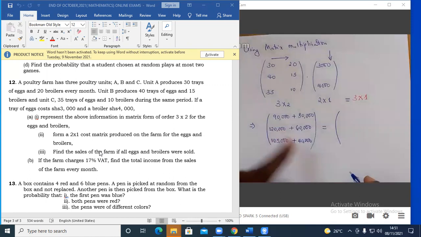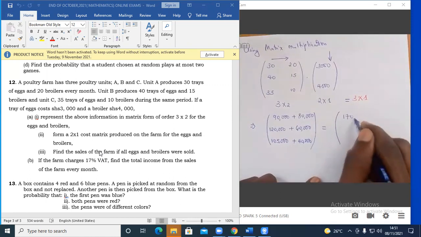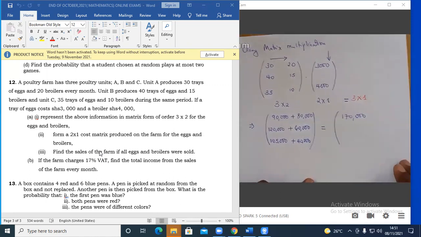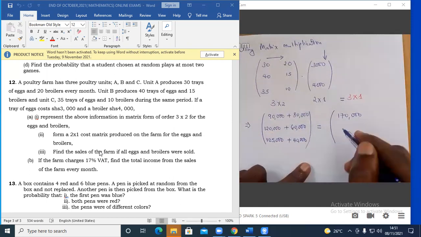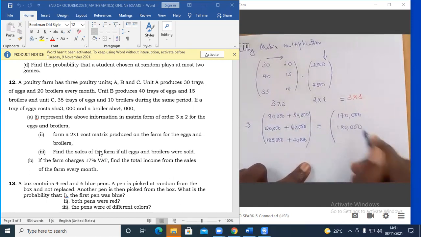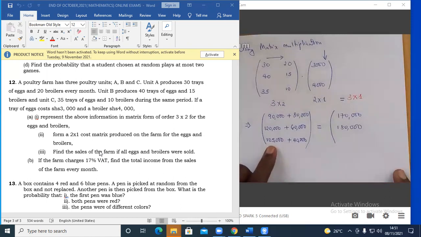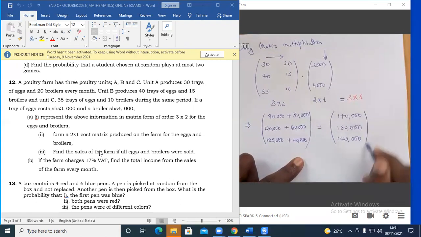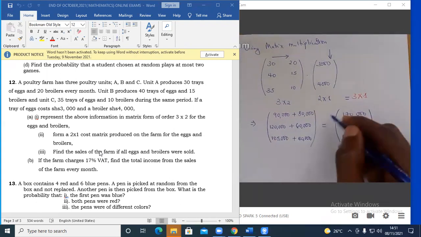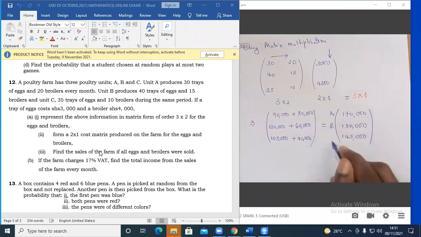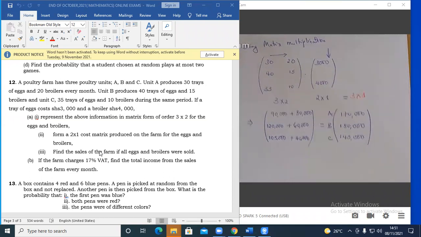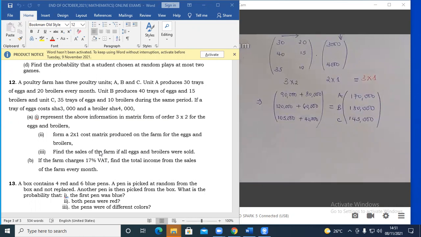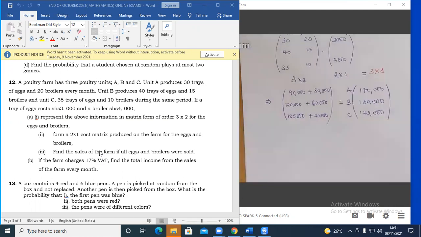90,000 plus 80,000 gives us 170,000. 120,000 plus 60,000 gives us 180,000. Then this one will be 145,000. This is farm unit A, unit B, unit C. But they want the whole farm.